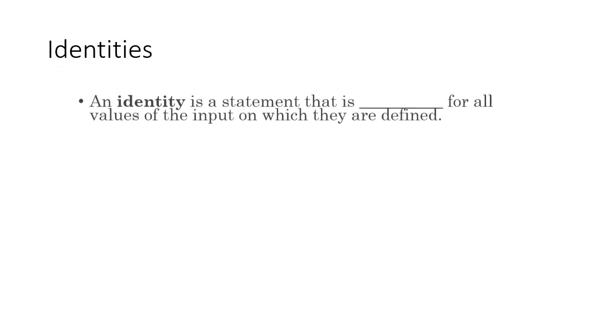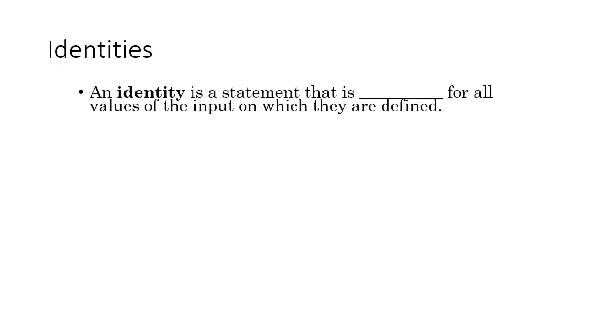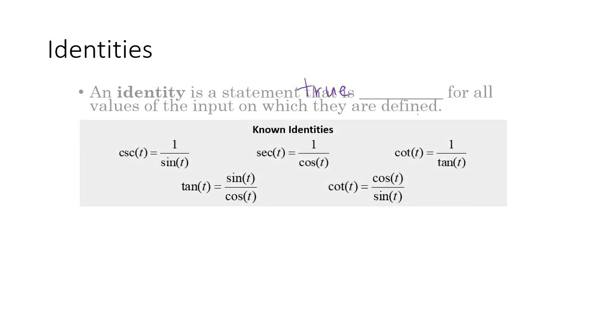So let's talk about some identities. An identity is a statement that is true for all values of the input on which they're defined. So here's some identities that we already know. We already know that cosecant is equivalent to 1 over sine, and that secant is equivalent to 1 over cosine, so on and so forth.